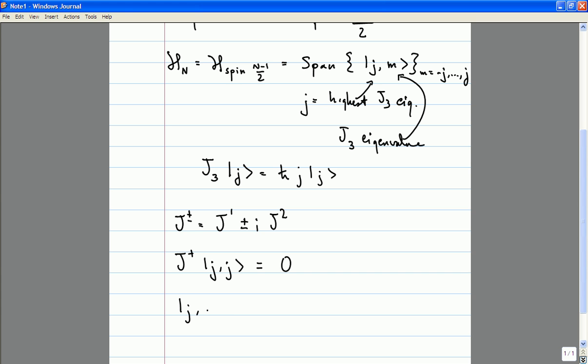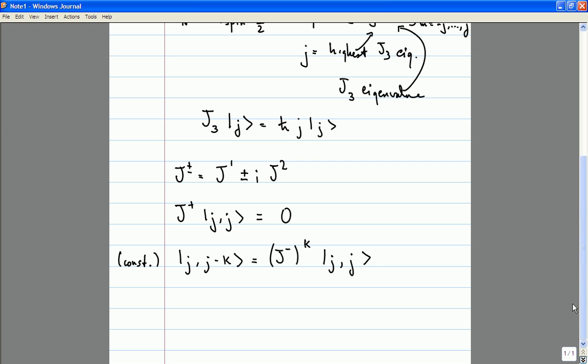And in order to lower the eigenvalue of J3 angular momentum, we act with the J minus operator. And there's some sort of normalization constant here that we worked out last time. Or rather, we worked it out in one specific case, and I just told you the answer because it's sort of easy to work out in the other cases. Okay.